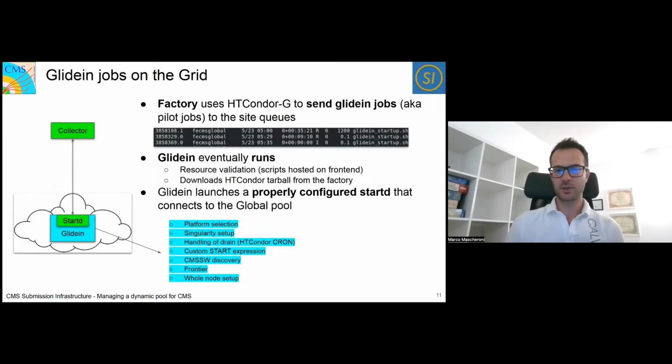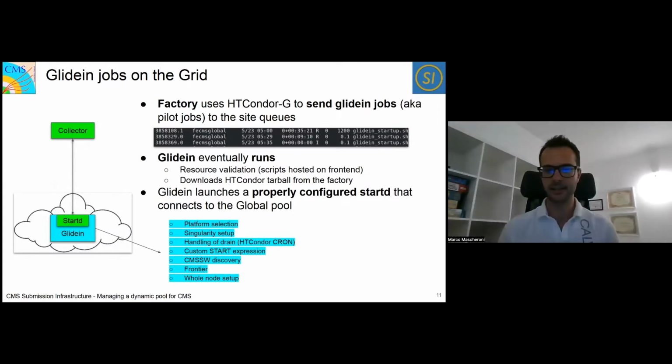Once the Glidein eventually runs, we perform a set of resource validation. For example, we run a number of scripts that were defined on the front end and are downloaded from the front end. We run a script for platform selection, for the Singularity setup. We run a script to handle the draining of the node. So this means that we set up an HTCondor cron that runs periodically, to verify if the sysadmin on the site side has decided to drain the node.